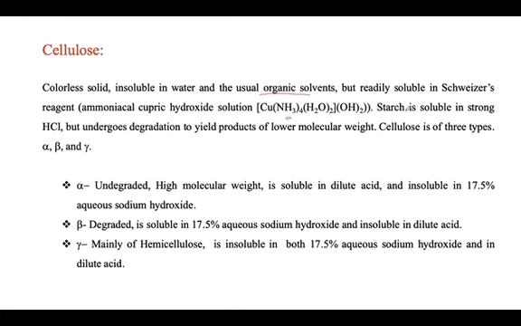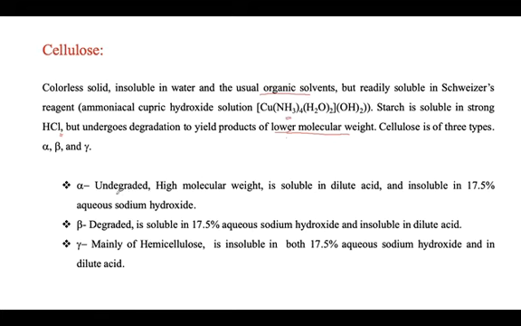Cellulose is also soluble in strong acids, that is hydrochloric acid. But the problem with this is that when we are dissolving it in hydrochloric acid, it degrades the molecule, and low molecular weight cellulose byproducts are obtained. So we will get different fractions of the cellulose with low molecular weight. Cellulose is of three types. Generally, it can be alpha, beta, or gamma cellulose.